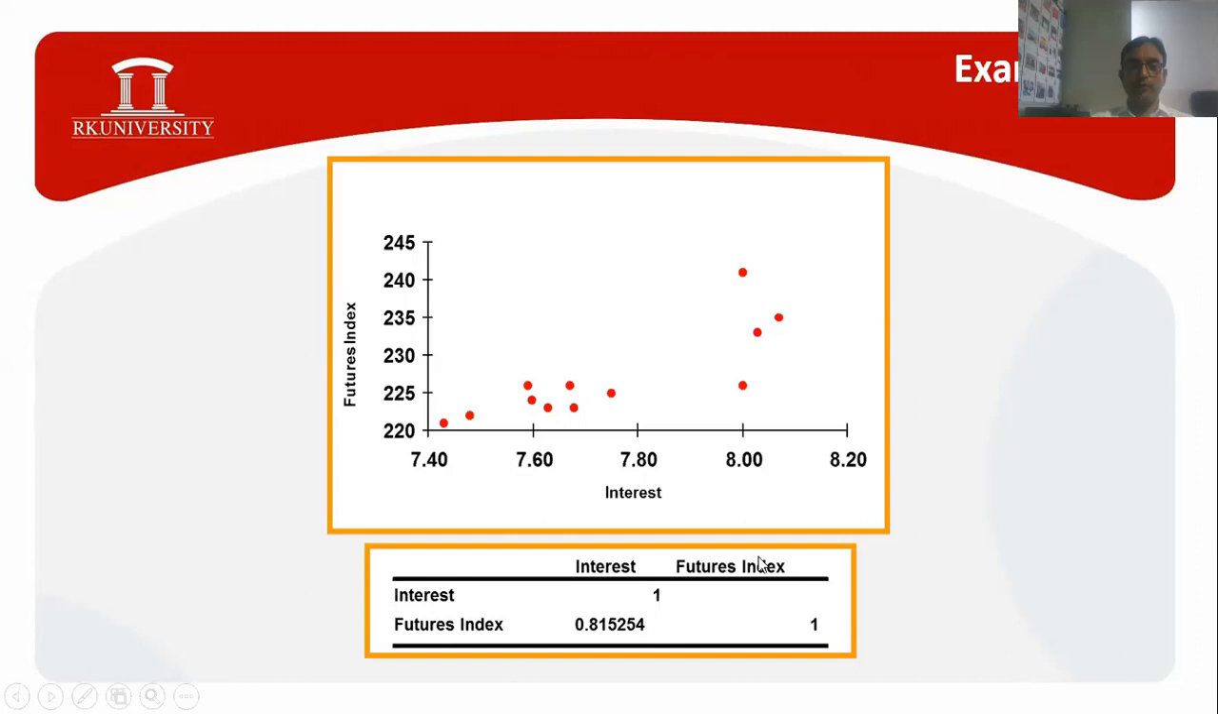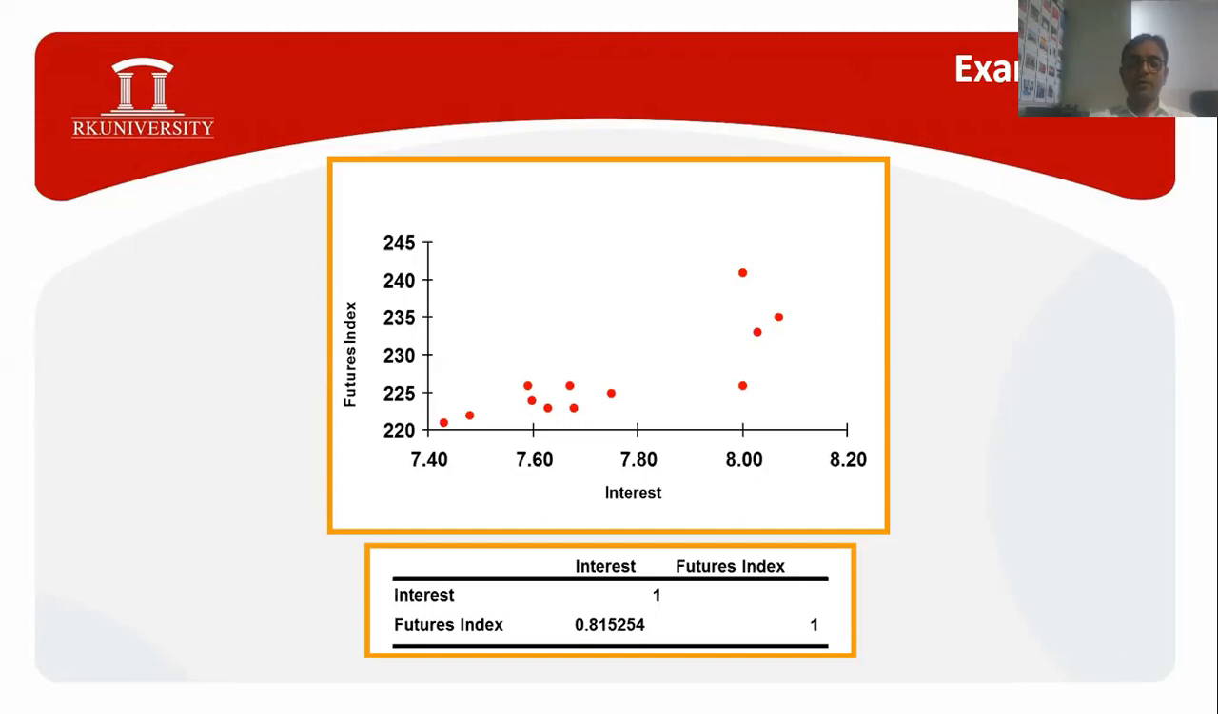The same thing you can find in the output generated by the software. Here you can see that there are two variables, interest and future index, and the correlation is positive, that means 0.8152. That means 81.52 percent correlation between the two variables, interest and future index. So now I hope that you are clear about measures of association.